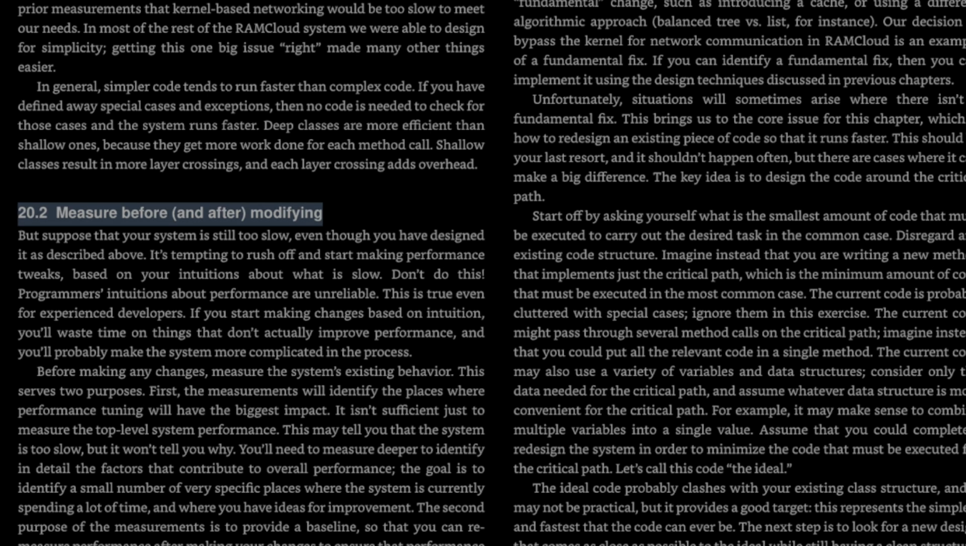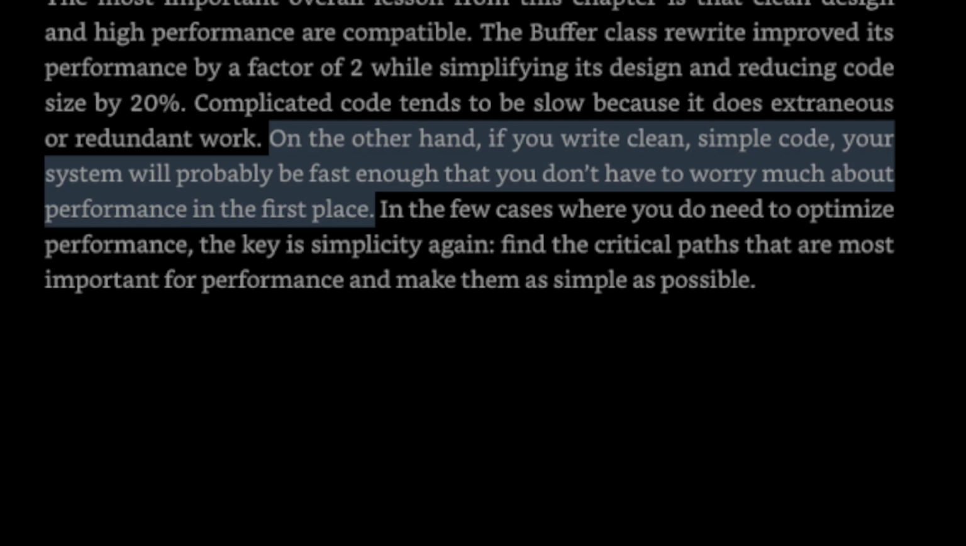Chapter 20 is designing for performance, and it's got some pretty good advice on making measurements. Making measurements and benchmarks are really important. On the other hand, there's this quote on page 170: "If you write clean, simple code, your system will probably be fast enough so you don't have to worry much about performance in the first place." This is hot garbage.